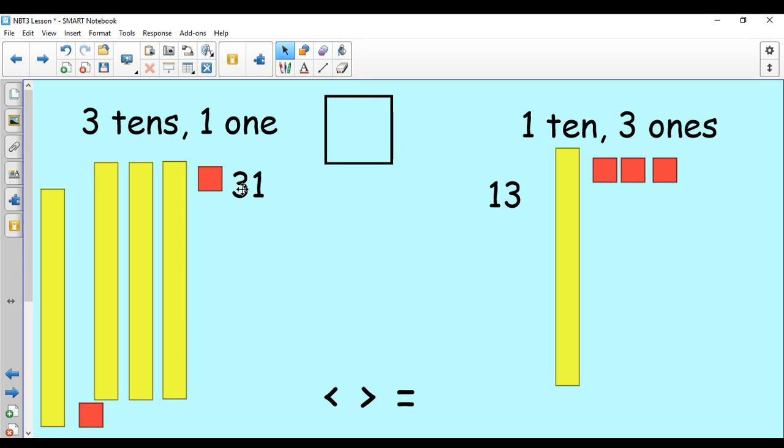So if we want to compare 31 and 13, we look at the number in the tens place. There was 3 tens over here, 1 ten over here. So 3 tens is larger. That means 31 is larger than 13. So we're going to choose this symbol here to make the alligator eat the larger number. So in this phrase, I would say 31 is greater than 13. Say that with me. 31 is greater than 13.